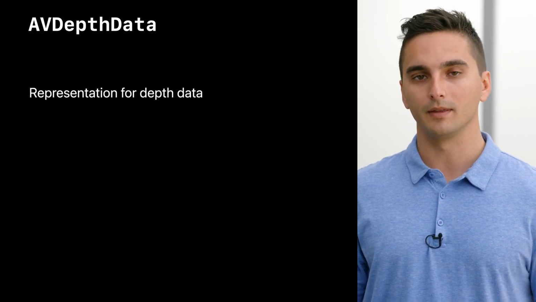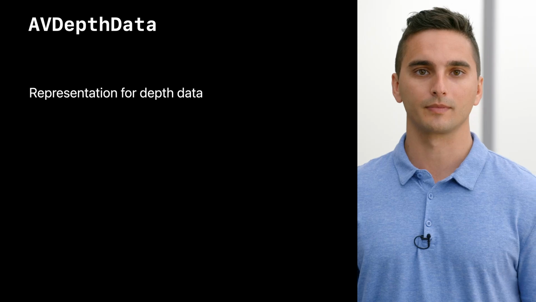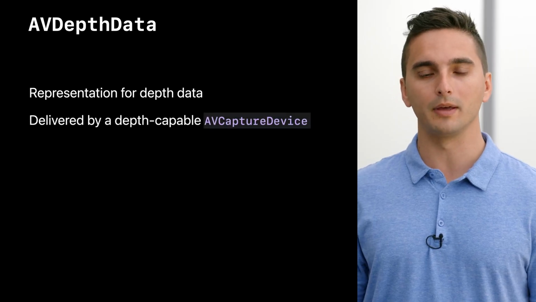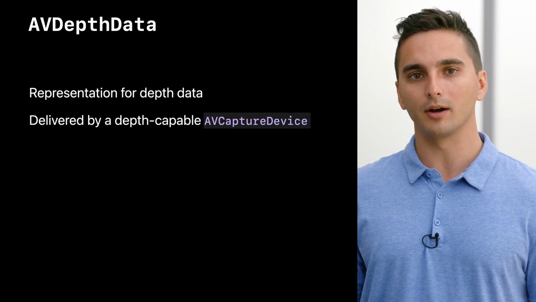AV Foundation represents depth using the AV Depth Data class. This class has a pixel buffer containing the depth with other properties describing it, including the depth data type, the accuracy, and whether it is filtered. It is delivered by a depth-capable AV capture device, like the new LiDAR depth camera.